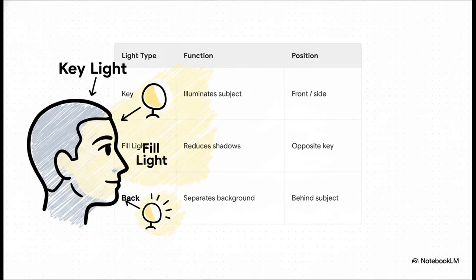Let's break down exactly what each of these 3 lights is actually doing. First up, your key light. This is your main workhorse. It sits to the front or side of your subject and does the heavy lifting of actually lighting them up. But, of course, a bright light naturally creates dark shadows on the other side of their face, and that is exactly where your fill light comes in. You just pop that on the opposite side to soften those shadows. Finally, the backlight. This one sits right behind your subject, and its whole job is to physically separate them from the background. It gives them that really crisp, cinematic edge.